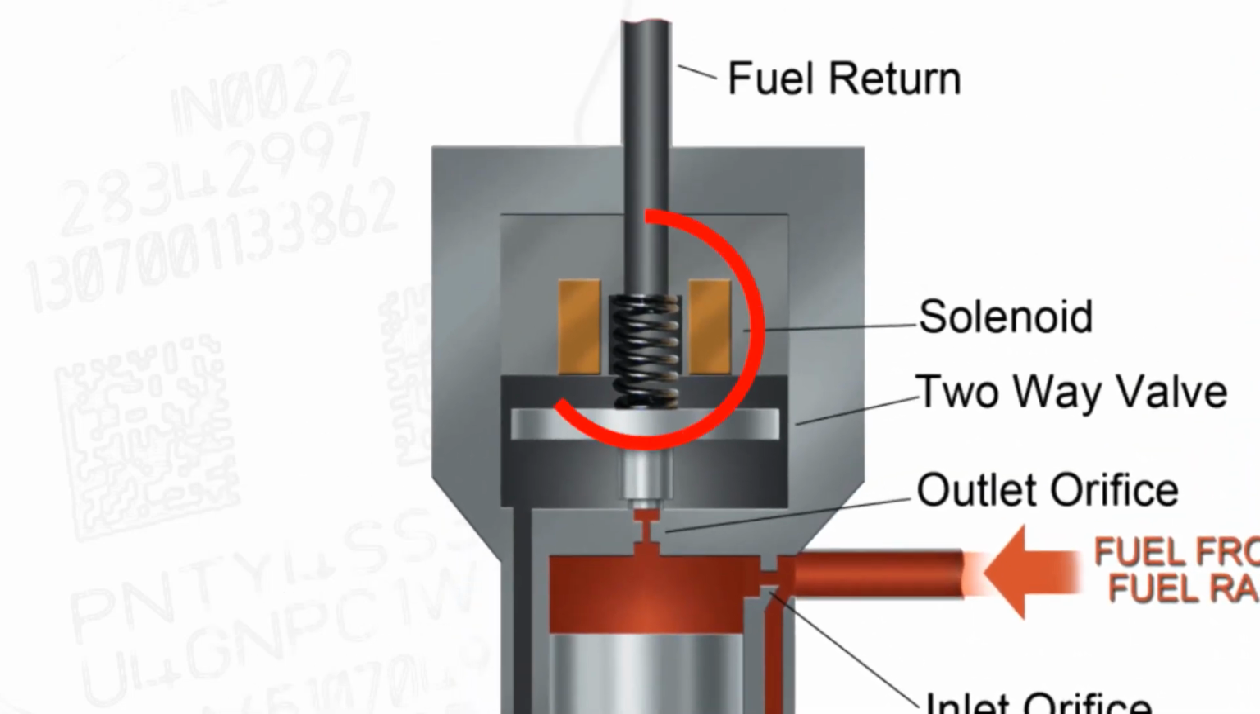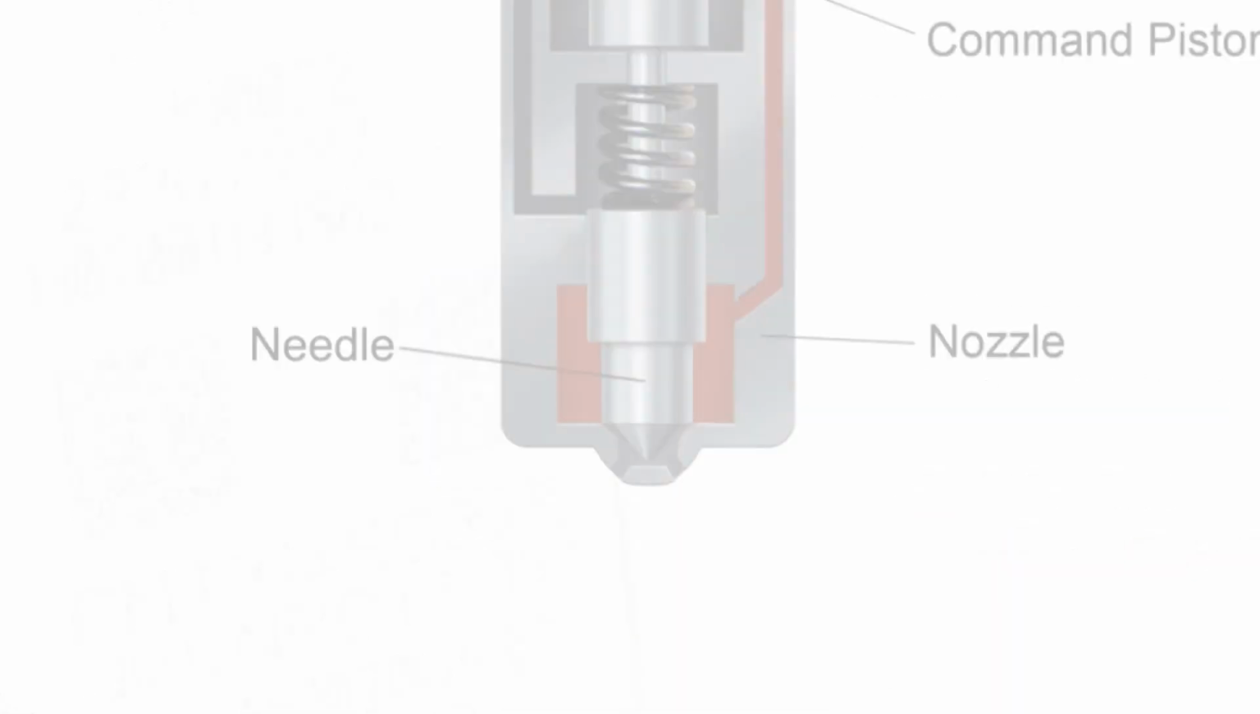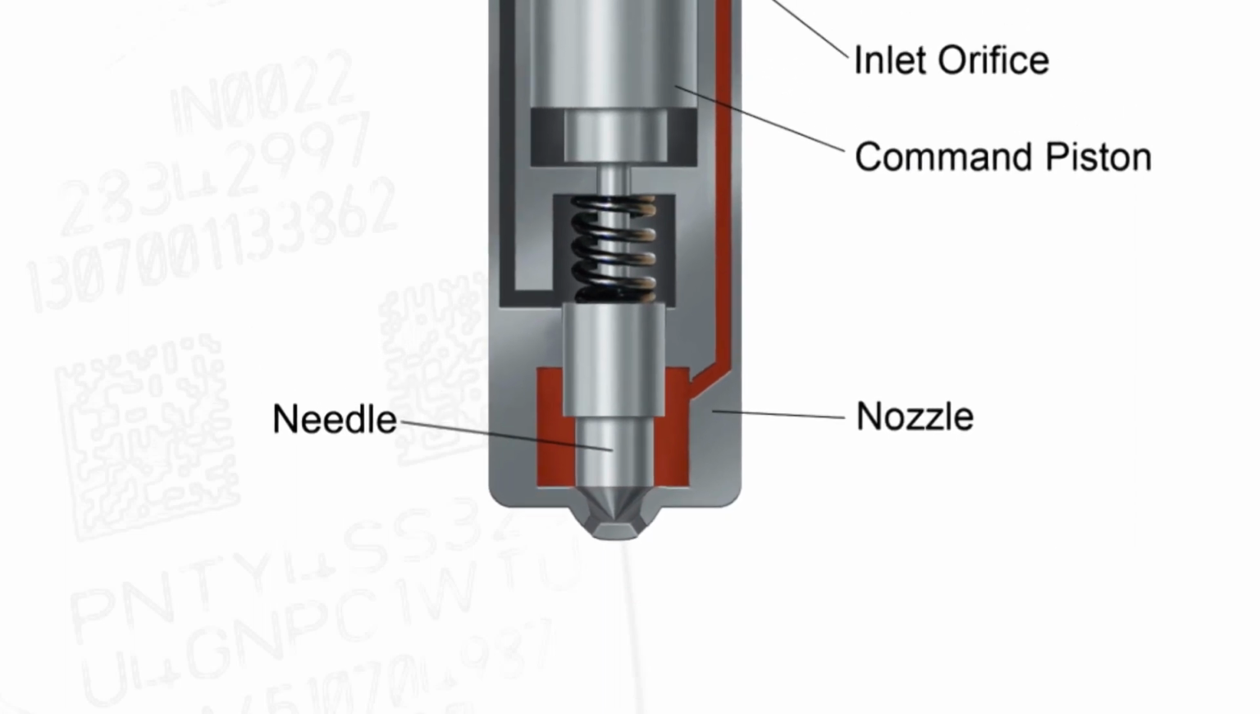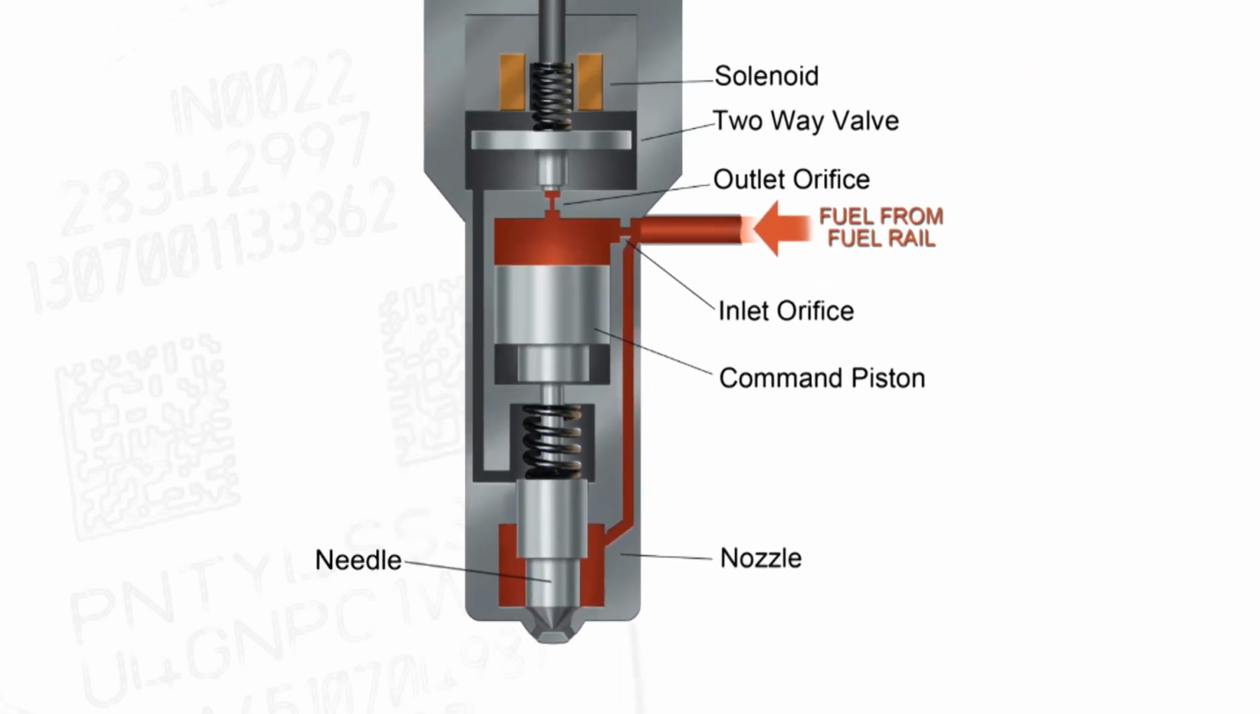Even the solenoid coils will have small differences between each other. This will cause the needles to lift at different rates. These factors will cause small differences in the amount of fuel injected by each injector.